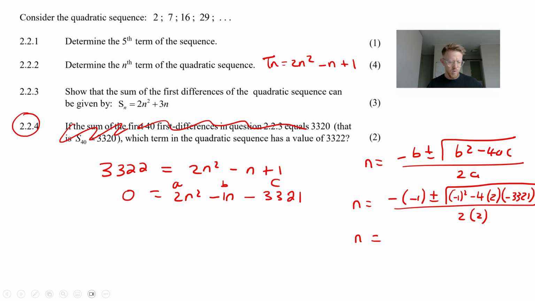Okay, and so you end up with 41 or negative 40.5. But you can't have an n value that is negative, first of all, and it also can't have a decimal. It has to be a normal counting number, because n tells you how many terms. So you can have term 1, term 2, term 3, term 4. You can't have term negative 3, and you also can't have term 7.4 as an example. So this would be the answer, and there we go.